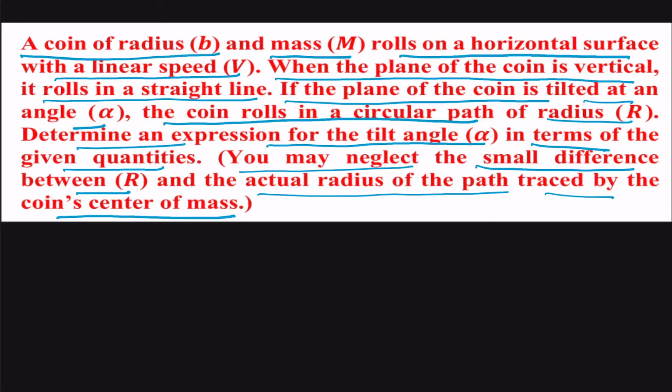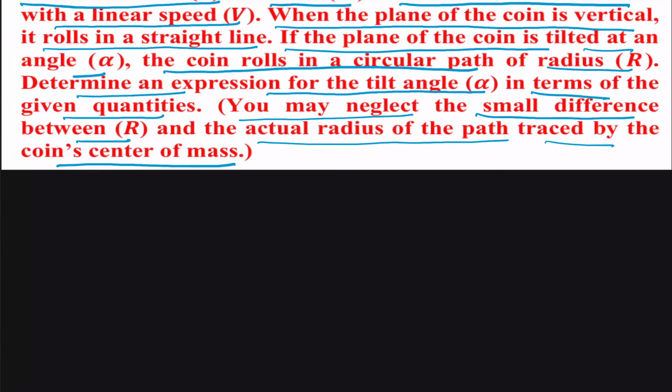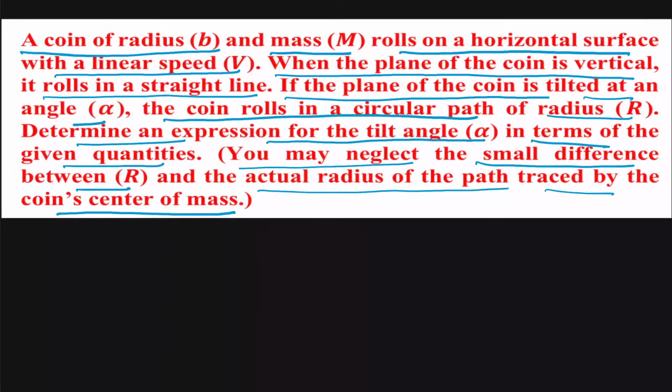So in this case, we are given two situations. In the first case, it states that the coin is moving in a straight line, and then the plane of the coin is tilted by an angle of alpha, and as soon as it is tilted with angle alpha, its tendency is to move in a circular path whose radius is given to us as r.